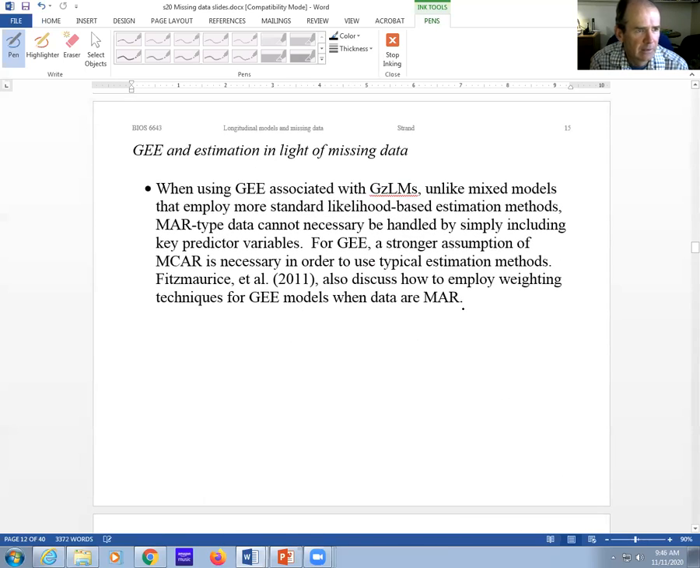One thing that's true is mixed models are a little bit better than GEE. So, linear mixed models compared to GEE. For regular mixed models, you can specify the model and account for missing at random data. You'll be able to appropriately handle that type of data. Whereas for GEE, you need a stronger assumption of missing completely at random.